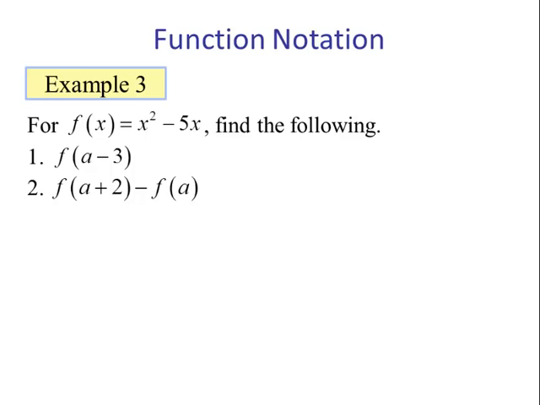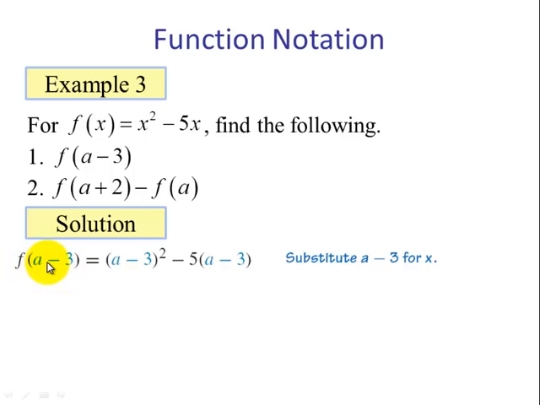Example 3. For f of x equals x squared minus 5x, find the following. Number 1, f of a minus 3. Number 2, f of a plus 2 minus f of a. Solution: a minus 3 is our input, so wherever we see an x in this expression, we're going to substitute the binomial a minus 3.